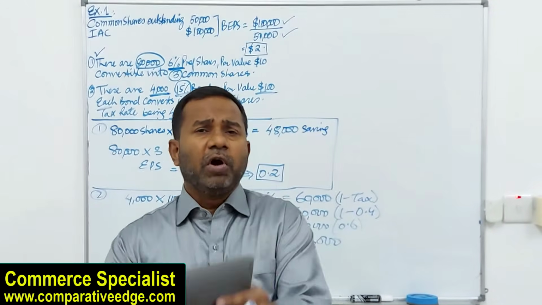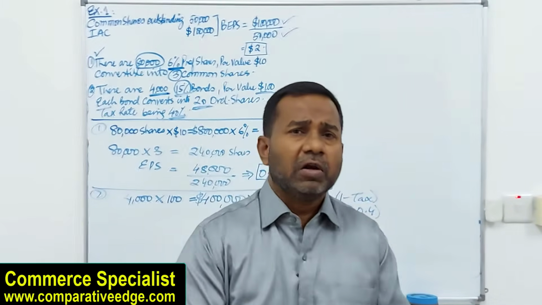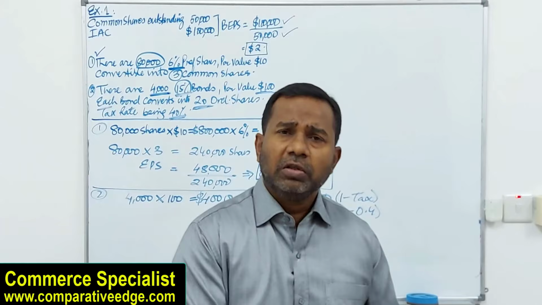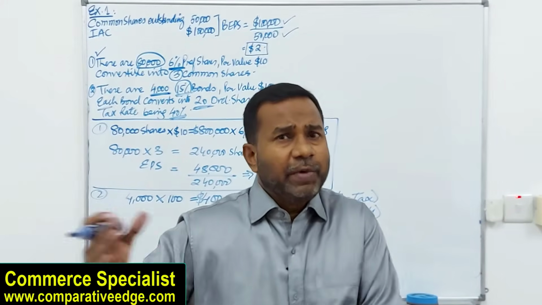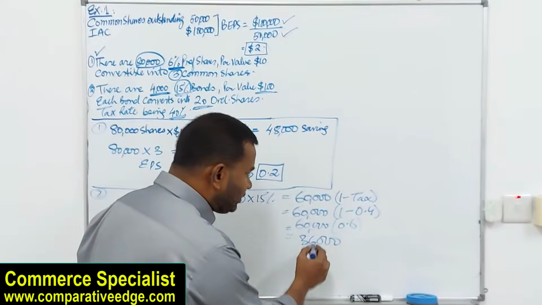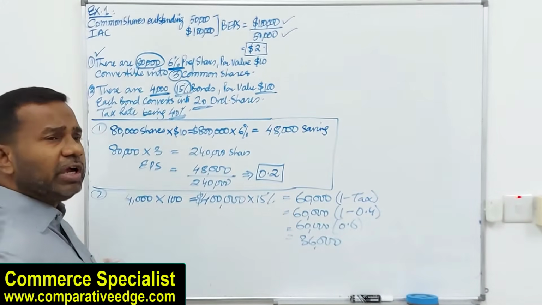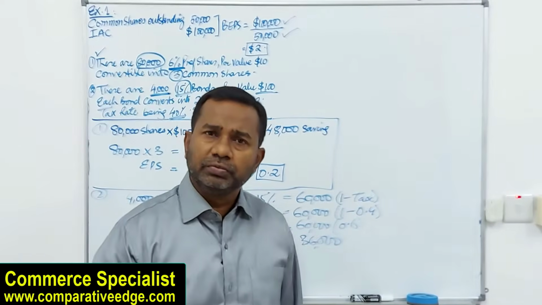Why? Because if the bonds convert to ordinary shares, they are not bondholders anymore, they are shareholders. They are not lenders, they are the owners of the company. So we are not paying the interest, we are saving the interest. How much are we saving after tax? 36,000.